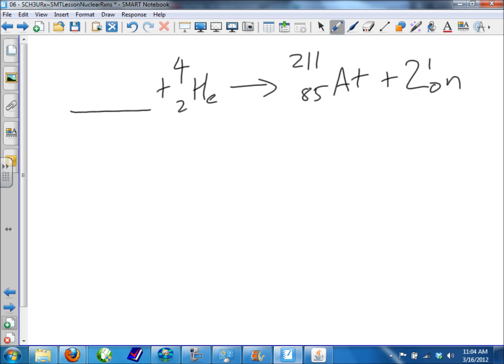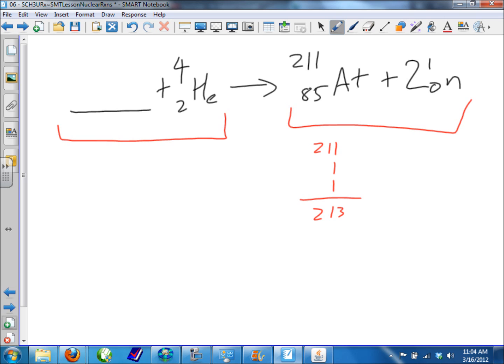If we take a look at the right-hand side, we want to figure out the total mass. Now we know the total mass is 211 plus a neutron plus another neutron. So that means the total mass is 213 for this side. On the left-hand side, we know the total mass has to equal 213. We know the alpha particle has a mass of 4, which means this unknown particle has to have a mass of 209.